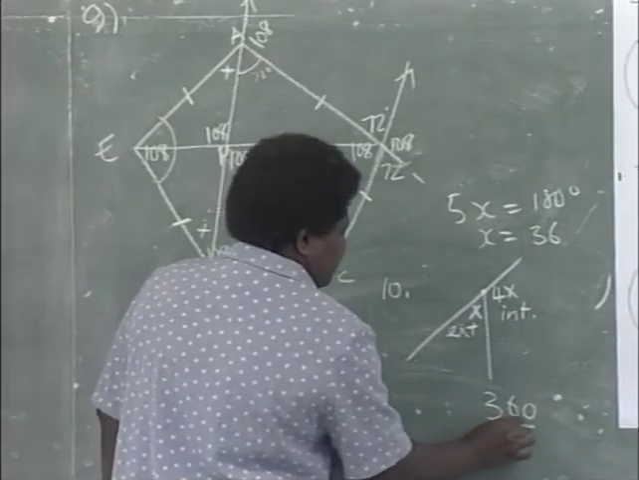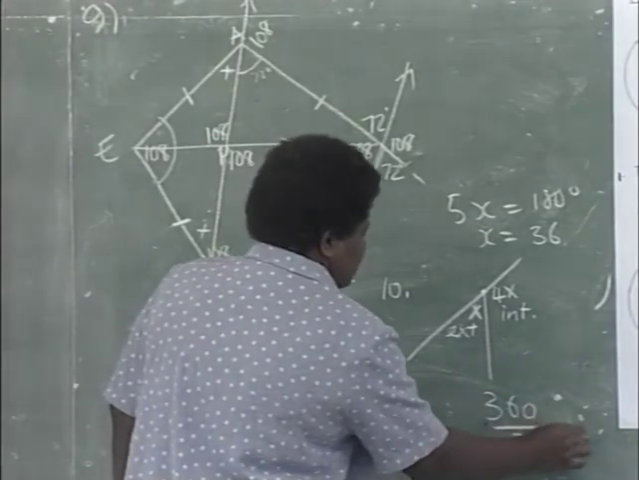$360 divided by 36. Good. 360 divided by 36, the answer is 10.